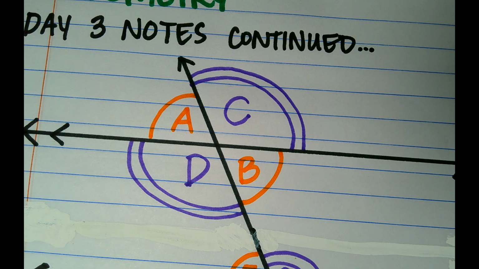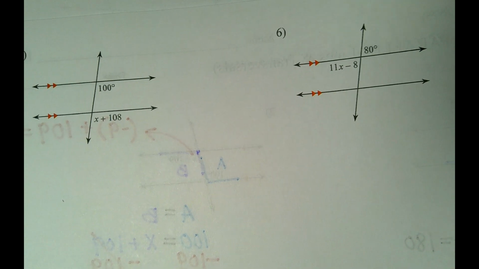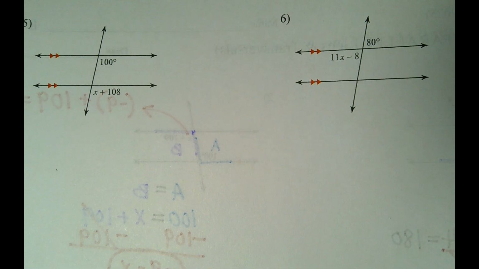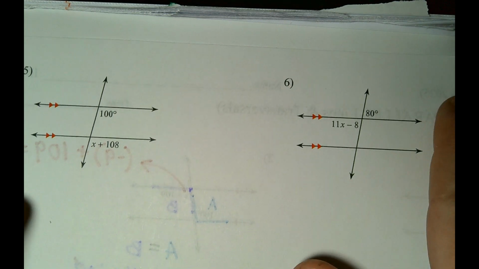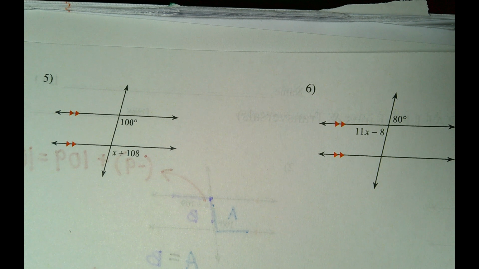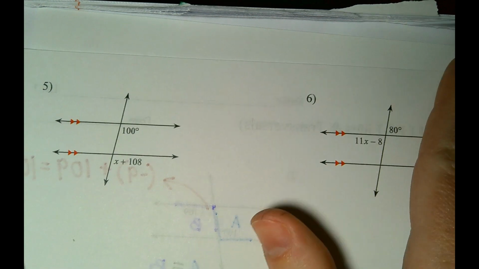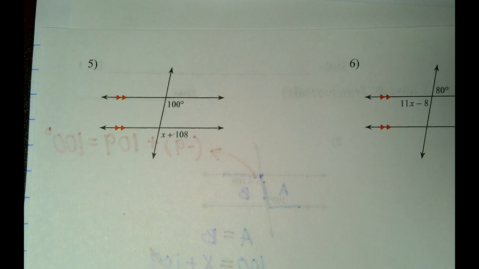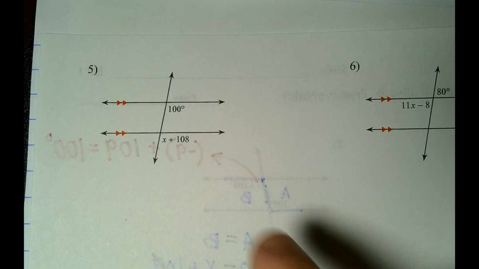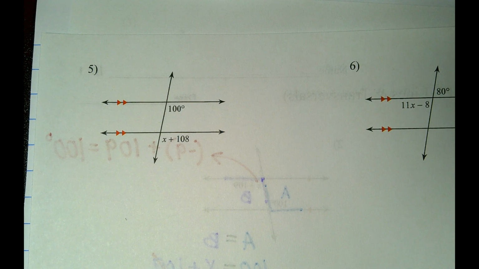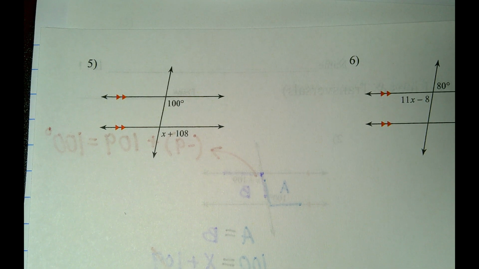Let's go to the next page. And how about this? Let's go through and, without solving them, decide for each number: are they going to add to 180 or am I setting them equal? Let's practice recognizing that. So for number 5, will I add these together and set them equal to 180, or will I put them equal to each other?